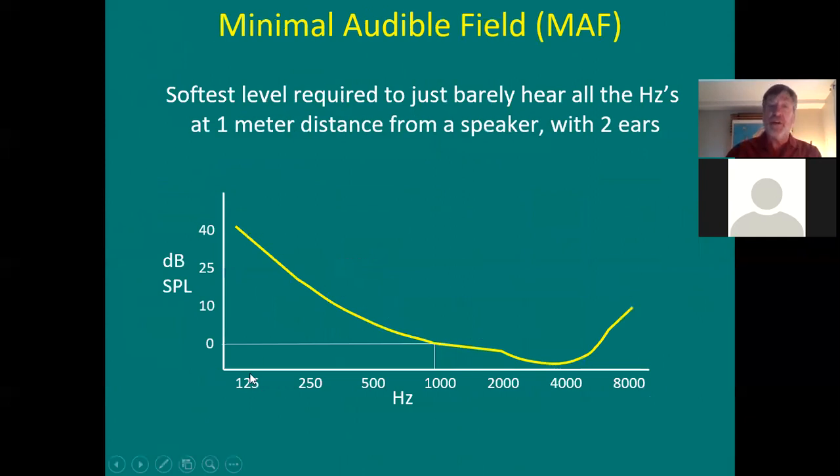And you'll see that at 125, compared to the softest that you can hear, 1,000 hertz, you require way more decibels. So if we're calling the softest that you can just barely hear 1,000 hertz 0 decibels SPL, look at how much more it takes to hear the lows. See? And then we know we don't test hearing with 2 ears at 1 meter distance from a speaker. We test hearing with 1 ear at a time under a headphone.